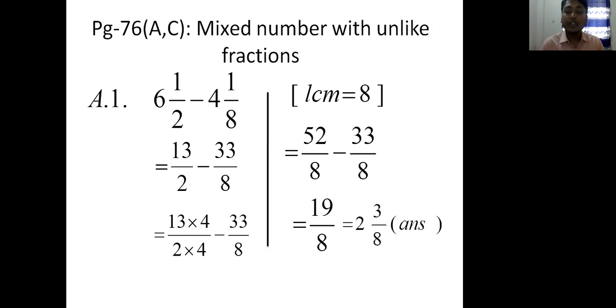So now make it a mixed number again. Why? Because the upper one is bigger. But look at the fraction after making the mixed number: 3 and 8 cannot be reduced to lowest terms. That's why that will be our answer.